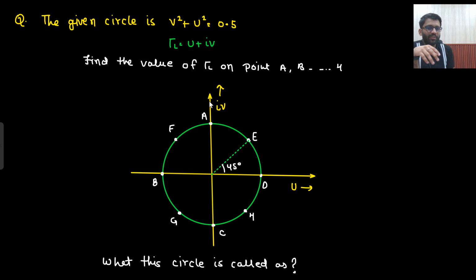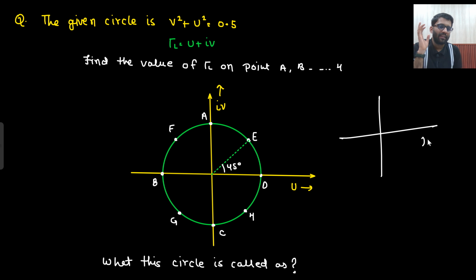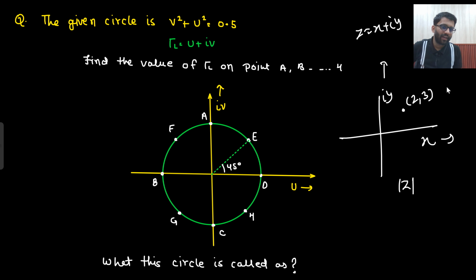So this is your U, this is your V. If I make an x, iota y plane and I say that z equals x plus iota y, and now I give a point 2, 3, and then I ask you what is the mode of z at point 2, 3, what would you say? Square root of 2 square plus 3 square. Or in general, square root of x square plus y square.